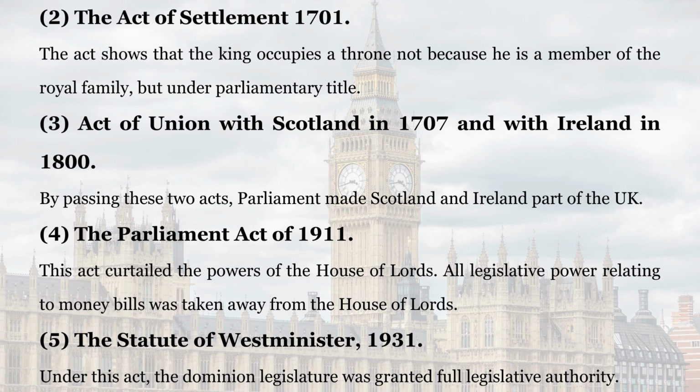3. Acts of Union with Scotland in 1707 and with Ireland in 1800. By passing these two acts, Parliament made Scotland and Ireland part of the UK. 4. The Parliament Act of 1911. This act curtailed the powers of the House of Lords. All legislative power relating to money bills was taken away from the House of Lords. 5. The Statute of Westminster, 1931. Under this act, the Dominion legislatures were granted full legislative authority.